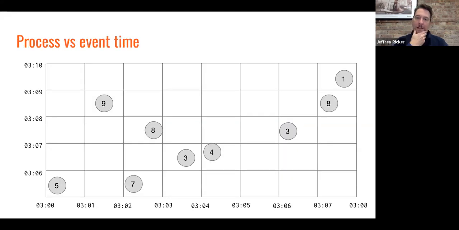So let's walk through a practical example. Here we have data that has occurred, and we've mapped it: the x-axis is the event time, and the y-axis is the processing time. So we got a value of 5 that occurred at 3, but we read it at 3:06, right? And you can think of these as milliseconds or seconds. Certainly not minutes, right?